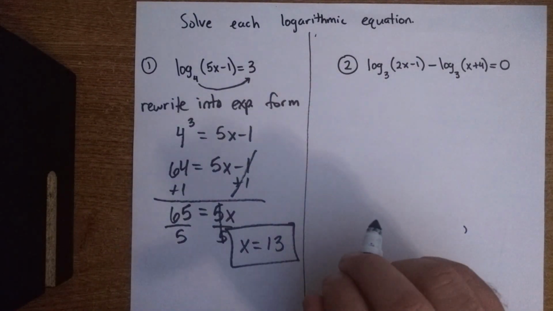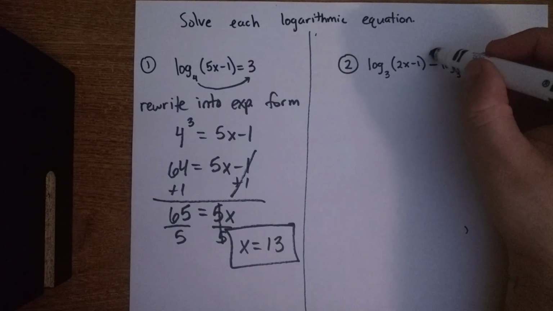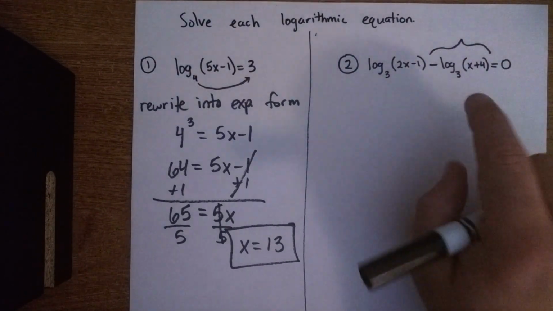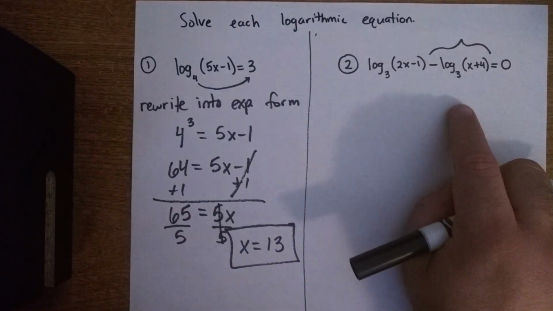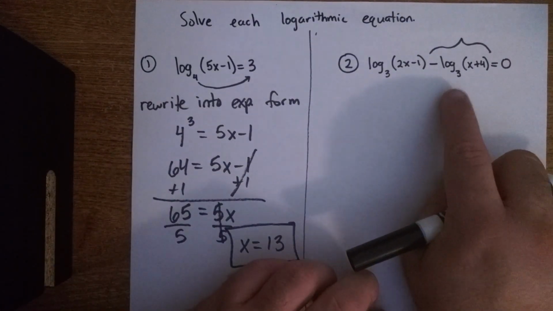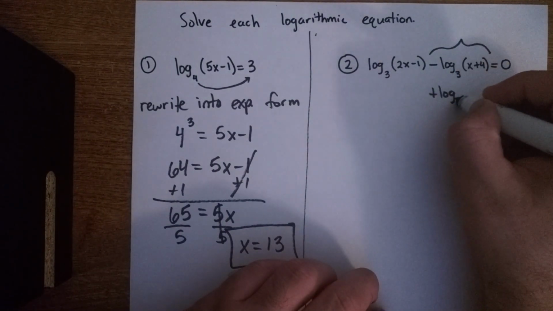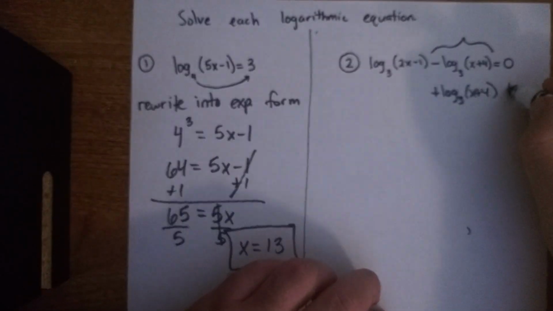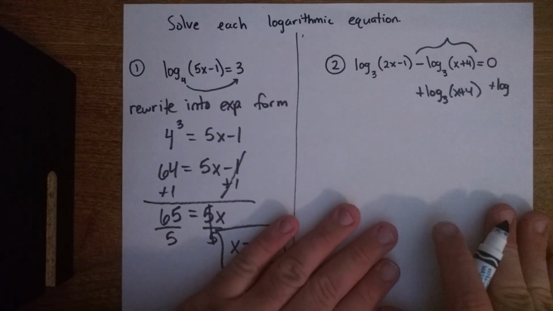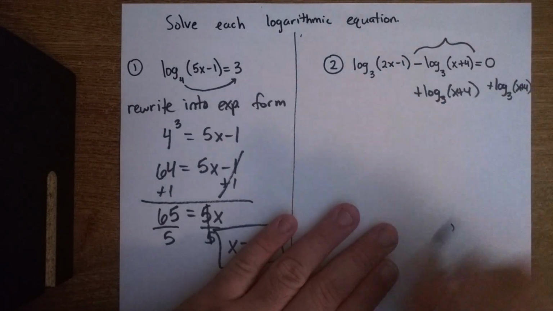So you know what we can do? And I don't know if you realize this, and this will be the time to tell you, but we can treat this logarithm as a single entity, as a single quantity, some people might say. And what that means is we could take this and add log base 3 of x plus 4 to both sides of the equation. You'll see why I'm doing this in a second.